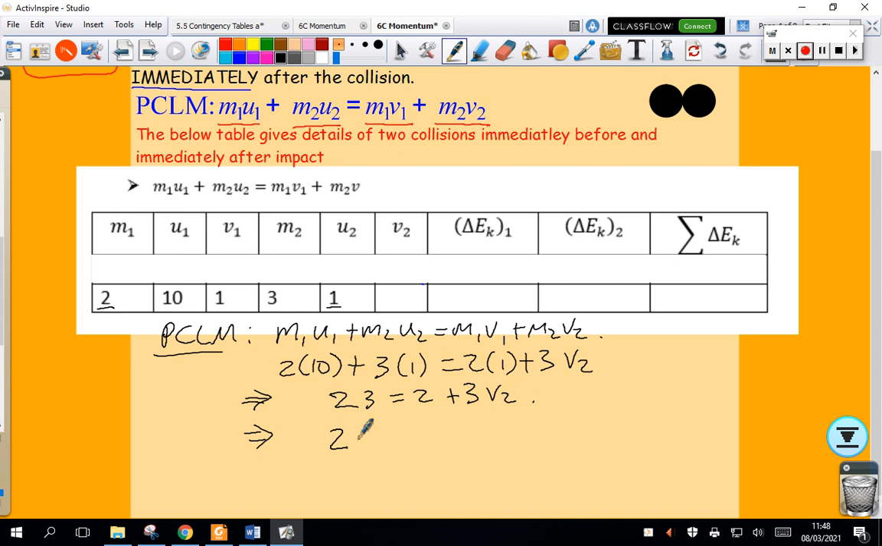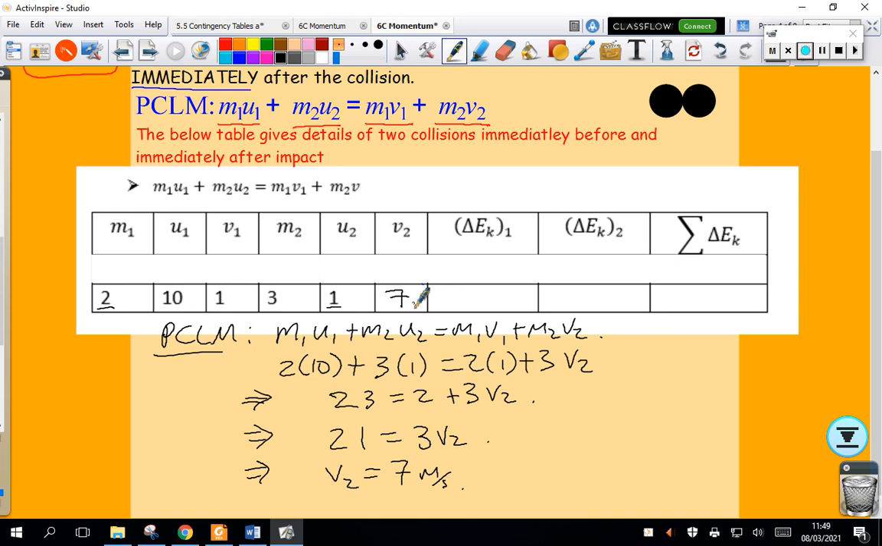Subtracting 2 from both sides, we get 21 is equal to 3 times the velocity of object 2, and then dividing by 3 on both sides, we get the velocity of object 2 is 7 meters per second. Notice it's positive. 7 meters per second. Positive.